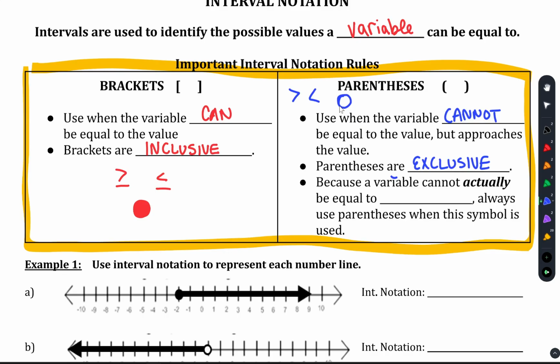And then a weird little tidbit that we get when we're talking about interval notation, oftentimes we're going to see infinity symbols. Because a variable cannot actually ever be equal to infinity, because we can't ever reach it, every time we use an infinity symbol, we will be using a parenthesis. So that's just a good rule for any time we use infinity. So I'm going to show you what this looks like. It's really not super complicated here.